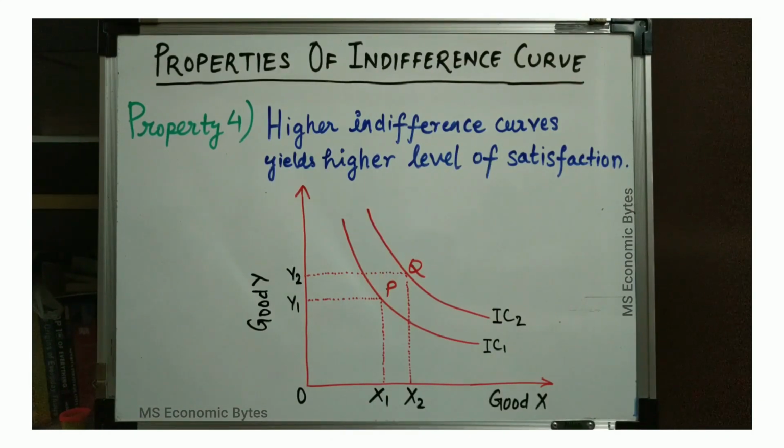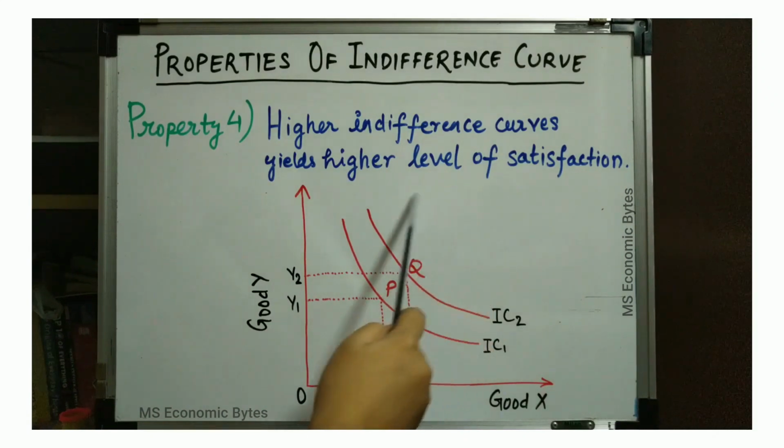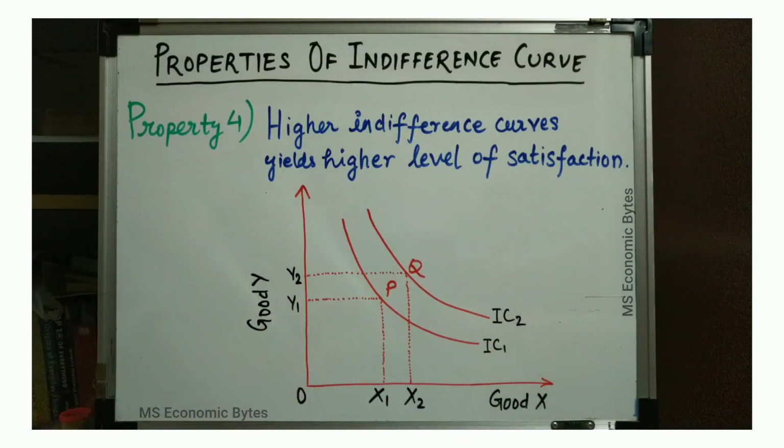Now, the fourth property of indifference curve states that a higher indifference curve yields a higher level of satisfaction. In this diagram, we see that there are two indifference curves, IC1 and IC2. Here, IC2 is the higher indifference curve as compared to IC1. Now, the combination Q on indifference curve IC2 provides more satisfaction to the consumer than the combination P on indifference curve IC1. Why is that so? It is because at Q, the consumer is getting more of good X and more of good Y. You can clearly see that.